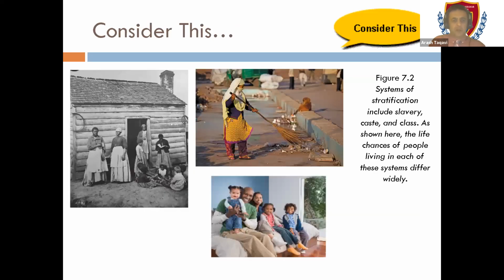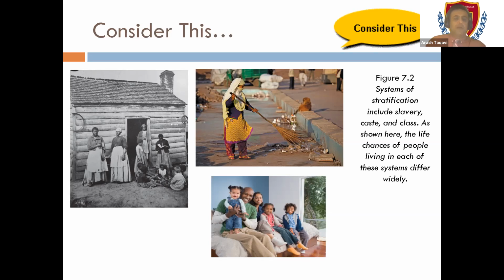Also, the class system is about Karl Marx. We can talk about it just now. You see here, in different times, systems of stratification include slavery, caste, and class. So three systems of stratification are slavery, caste, and class. The keyword of slavery is exploitation. The keyword of caste is parents' ascribed characteristic, and it is closed, not open. You cannot change your caste level. And the keyword of the class system or class theory is your social class. You can change it, yes. What are the components of changing your social class? These are power, wealth, and prestige. As shown here, the life chances of people living in each of these systems differ widely. You can see different people here in different countries.